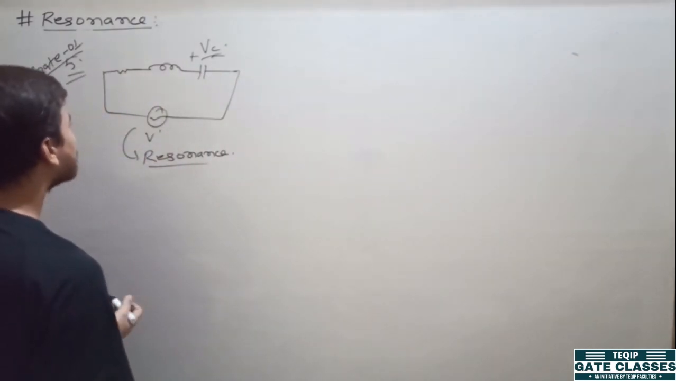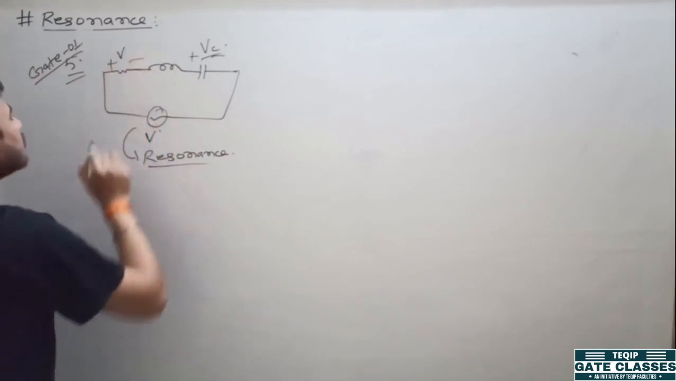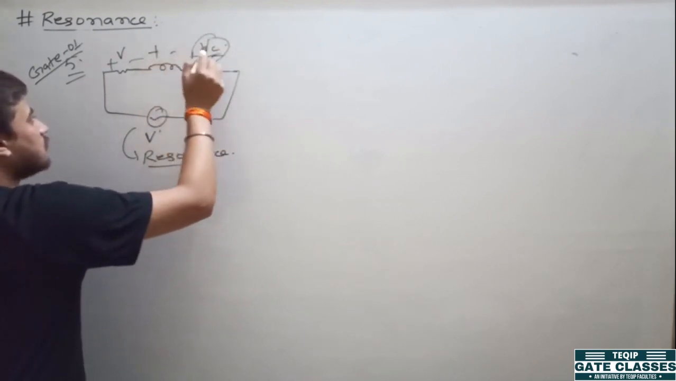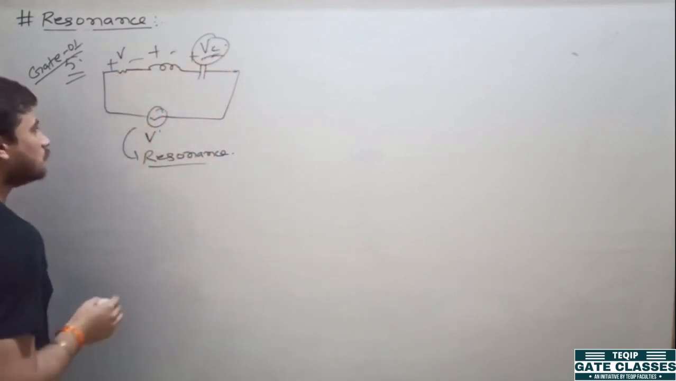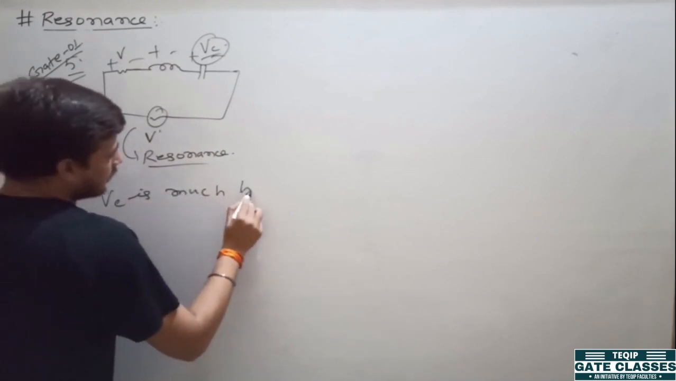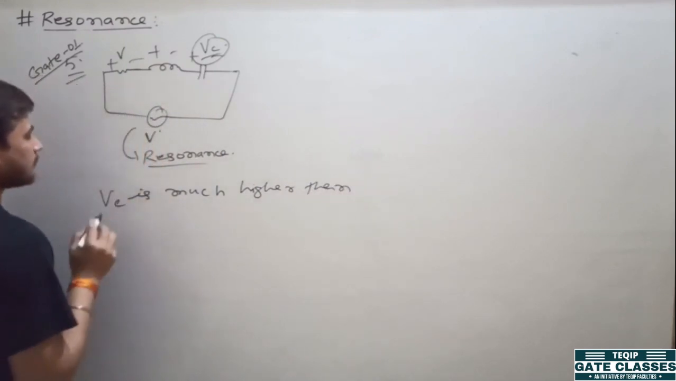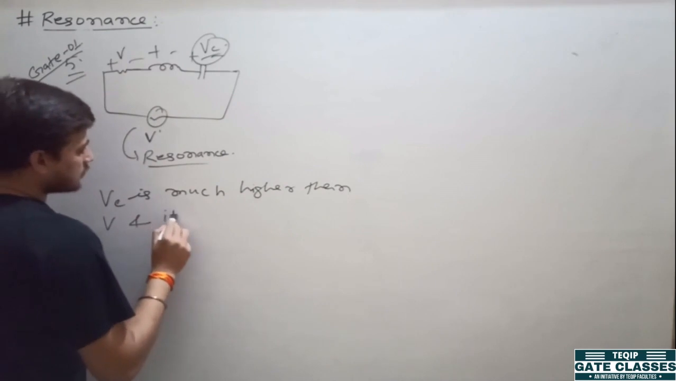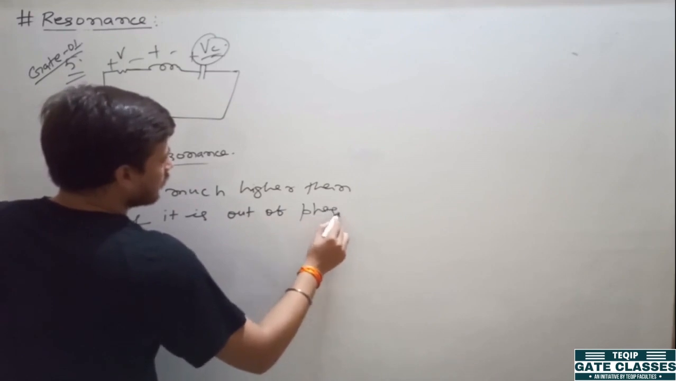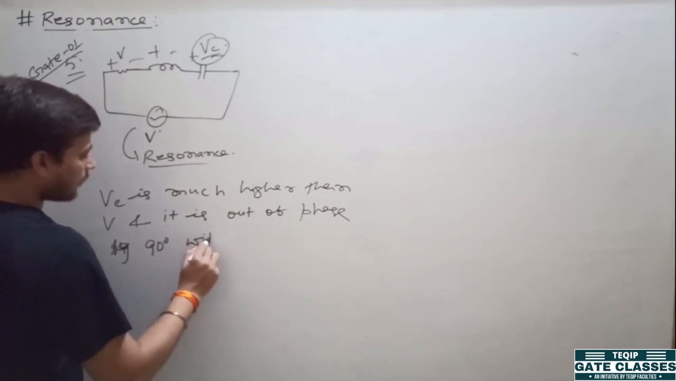So what do you know? You know that if you are applying V here, the voltage across the resistor will appear as V at resonance. But what about this voltage? This voltage will be far greater than V. So that means VC is much higher than V and it is out of phase by 90 degree with the supply.